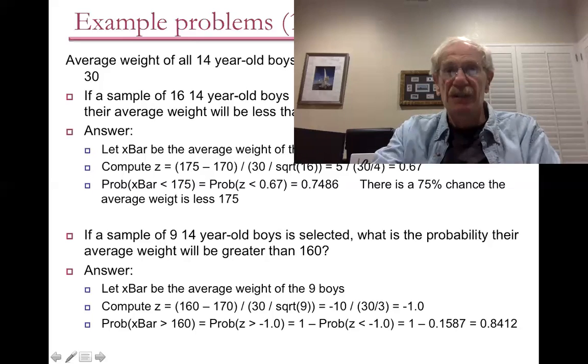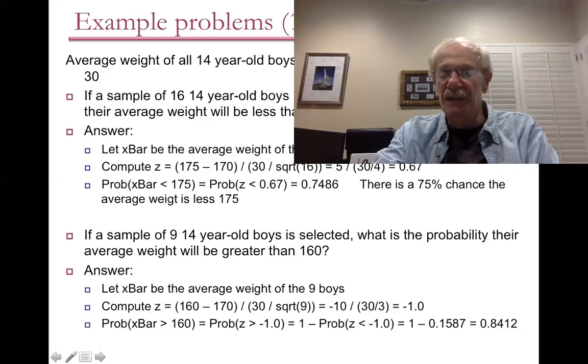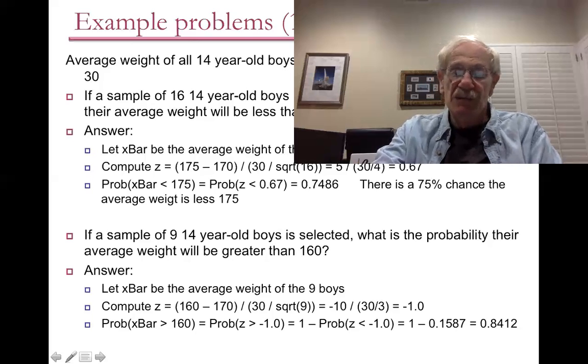I look up in the table the z value, 0.1587. Then I subtract that from 1, since I'm doing the greater than.